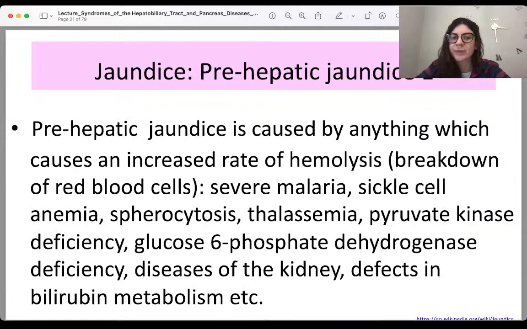Prehepatic jaundice. Prehepatic jaundice is caused by anything which causes an increased rate of hemolysis. Hemolysis is the breakdown of red blood cells. What can be the causes of this hemolysis? It is severe malaria, sickle cell anemia, spherocytosis, thalassemia, pyruvate kinase deficiency, glucose-6-phosphate dehydrogenase deficiency, diseases of the kidney, defects in bilirubin metabolism, etc. There are other, more rare causes.